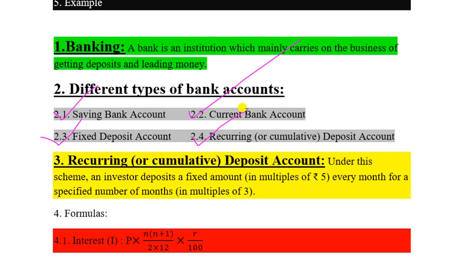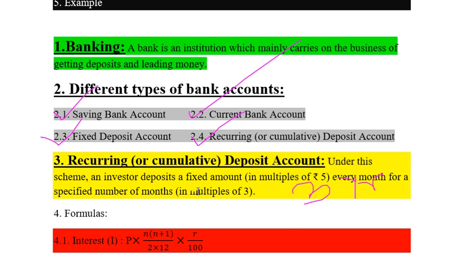Recurring deposit account is a kind of account where an investor deposits a fixed amount every month for a specified number of months. And remember that the duration is always a multiple of 3. That means you can say 3 months, 18 months, 6 months. It can be 3 years also, because 3 years is equal to how many months? 3 years is equal to 36 months.